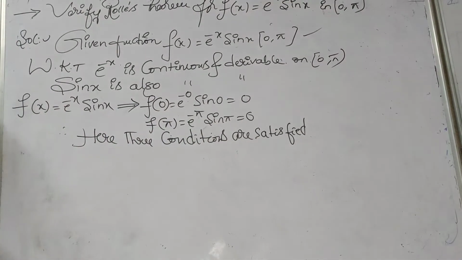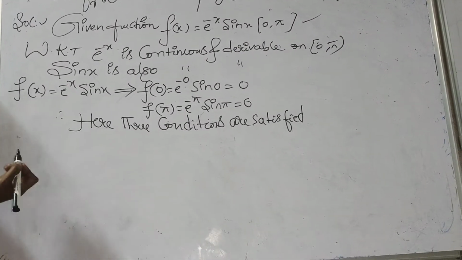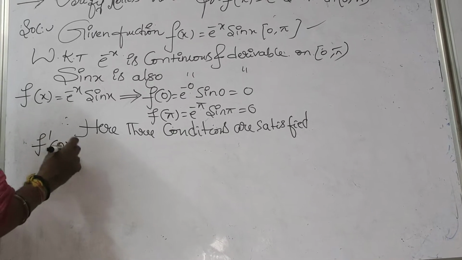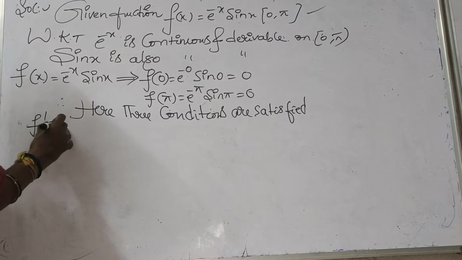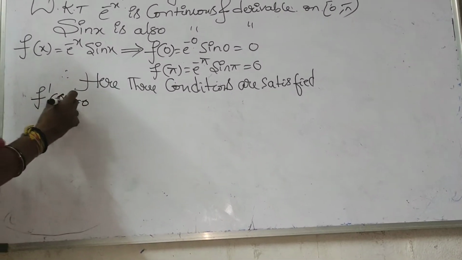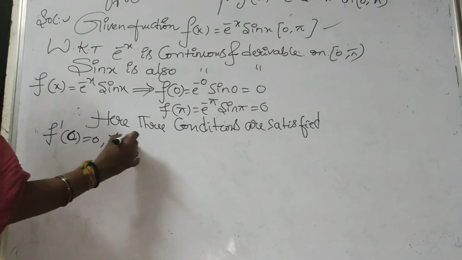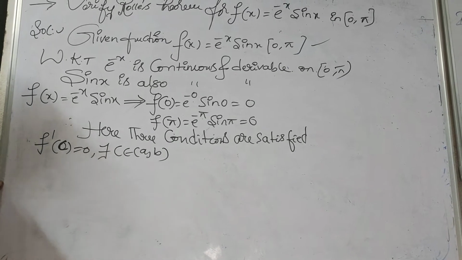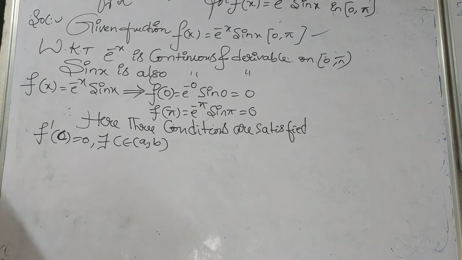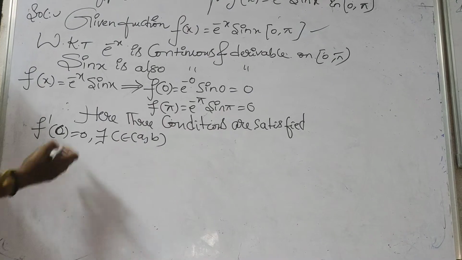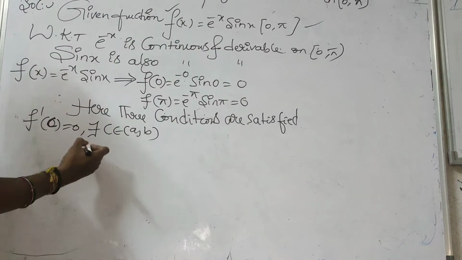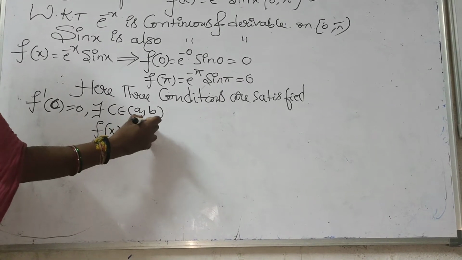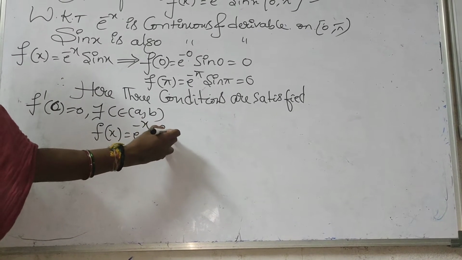Also, here Rolle states that f dash of c equals 0, there exists c belongs to a comma b. First of all, the given function means f of x. Therefore, f of x equals e power minus x sin x.